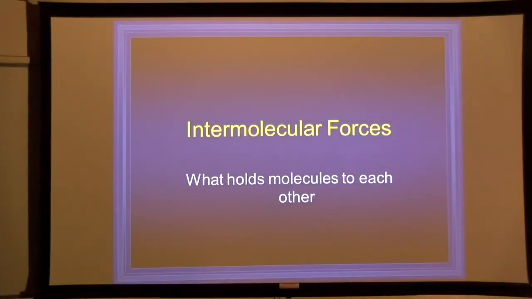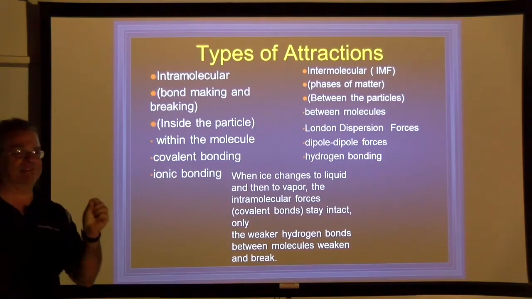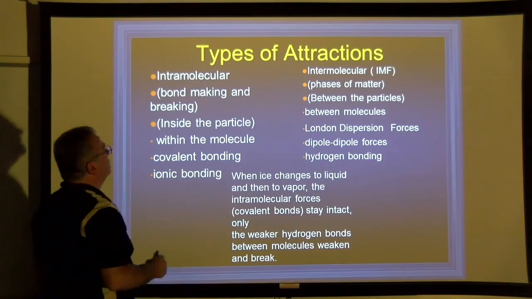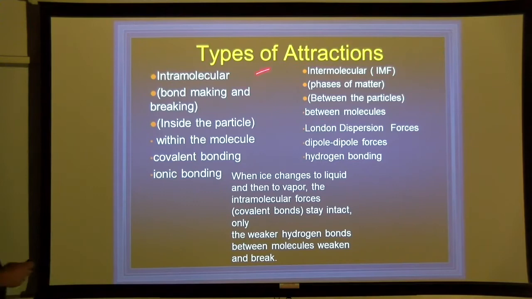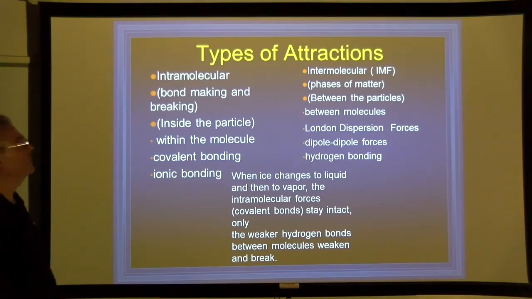Why do you need to know about polar molecules? These molecules have forces that make them stick to each other. What do you mean? Well, in chemistry, there are 2 types of attractions. There's what's inside the particle. Those are the bonds. We call those the intramolecular attractions. That's inside the particles. And then you have the attractions between the particles. So this is inside. This is between the particles. We're going to focus on what's happening between the particles, not inside the particles.